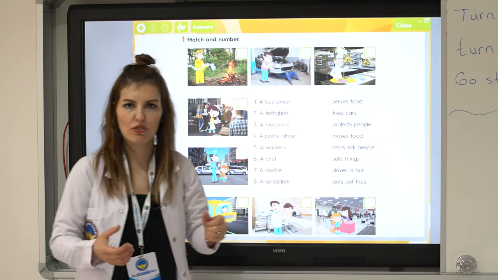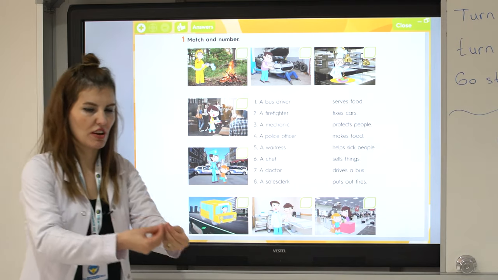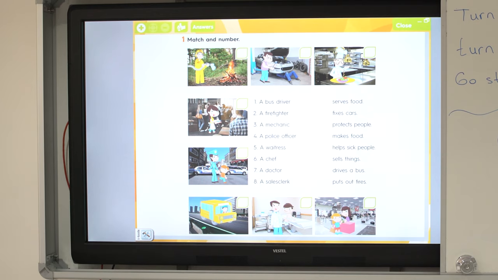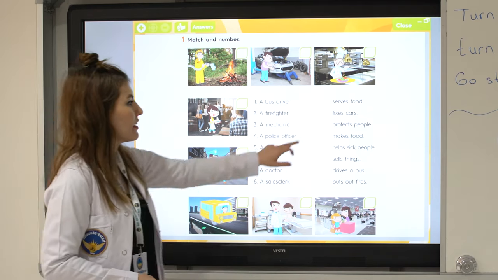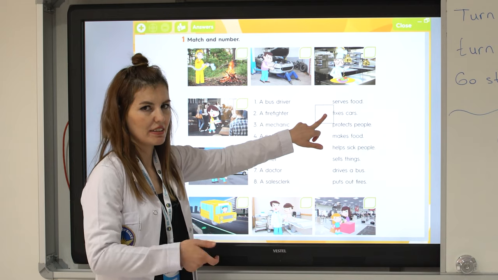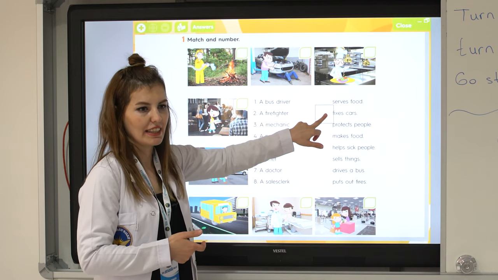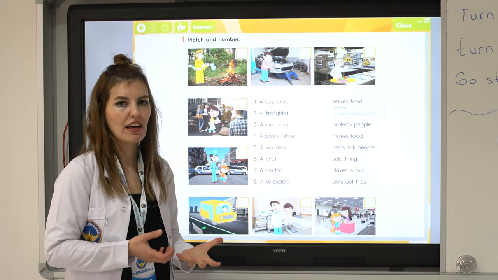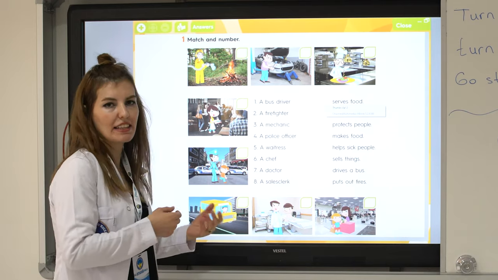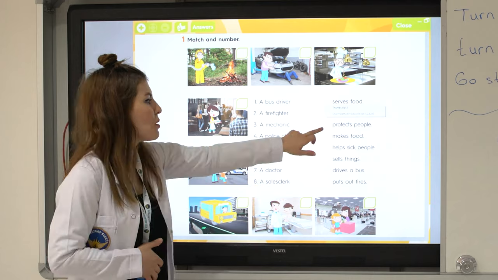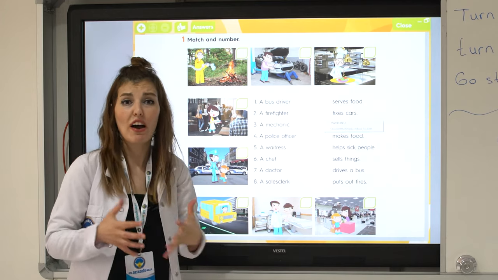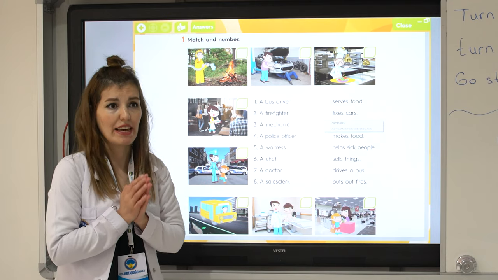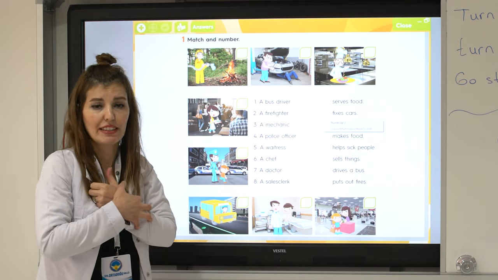Serve food, you know, serving food. A chef can serve food. They can serve you. Fix car. They can fix your car. If there is a problem with your car, you can go to the mechanic and they can fix your car. Protect people. If you have a problem, a policeman, for example, can protect you. They can help you.